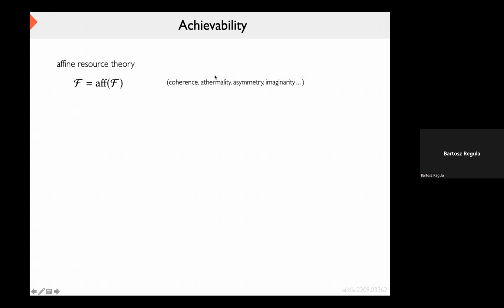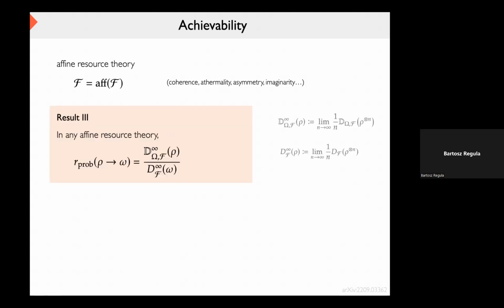This includes, for example, the resource theory of coherence, or thermodynamics, or asymmetry. And in every such resource theory, the rate of transformations under the free transformations that we consider here is given exactly by the ratio of these entropies. What this means is that there is no better bound possible. This bound is actually the tightest possible bound. This exactly gives us the transformation rate in the probabilistic setting of our work.